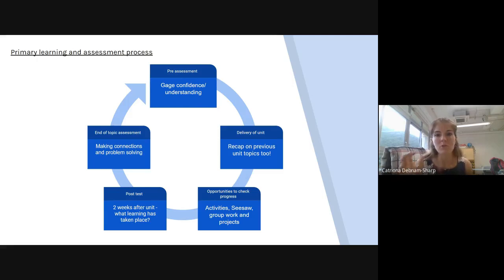But at the same time, we also check progress throughout that unit. After the entire unit has taken place, and perhaps after a few units have taken place, they would then do an end of topic assessment, where we see them make connections and do more problem solving.